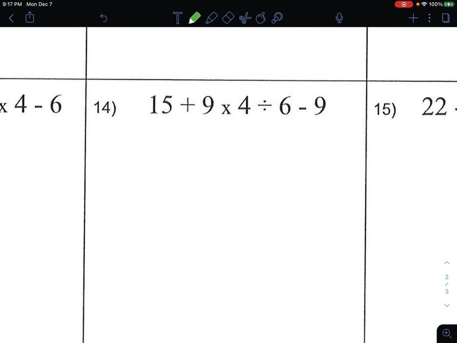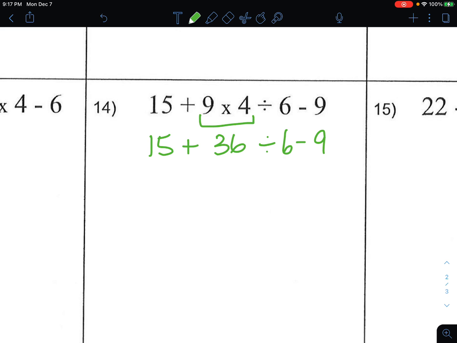Green, my favorite color. We have no parentheses, no exponents, but we do have some multiplication and some division, so let's deal with that first. We're going to do the multiplication first because it's the one furthest to the left, so 9 times 4, 18, 27, 36. Bring everything else down. I'm going to bring the plus down, the 15, the division, the 6, the minus, and the 9. It really helps if you can write clearly and neatly and just organize your work.